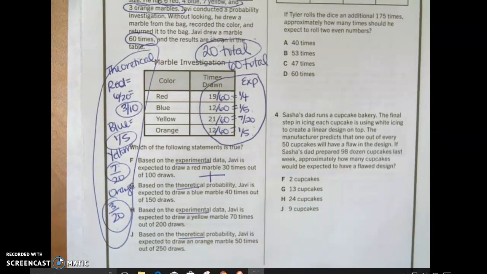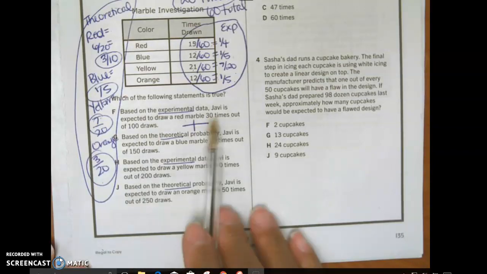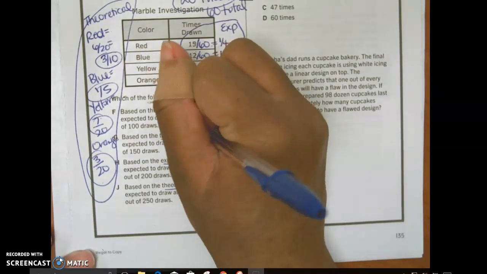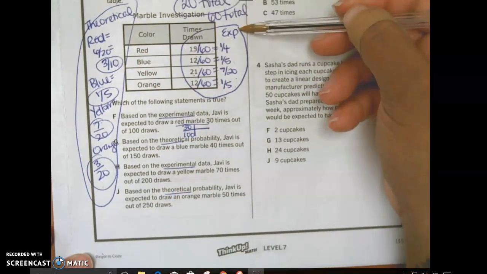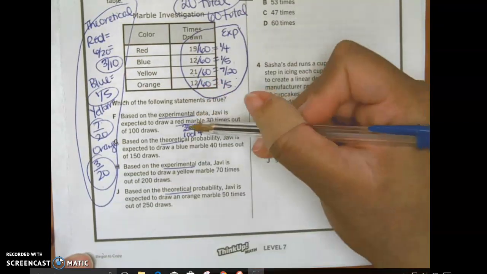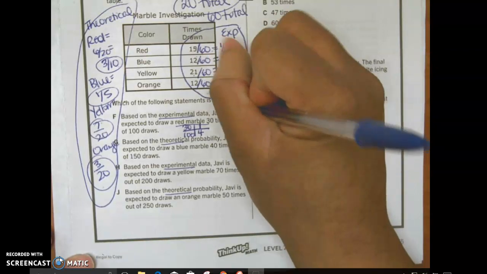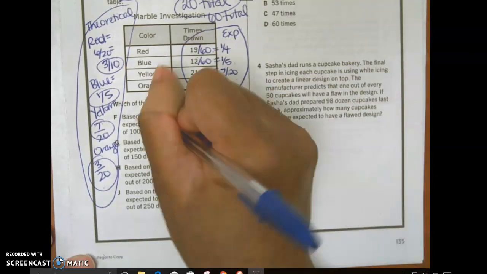Okay? So based on experimental data, Javi is expected to draw a red 30 times out of 100. So this is where I'm making proportions to check to see if they're equal. Y'all following me? Okay, are y'all writing this down? All right, let's go. What is the ratio that they give me here? 30 out of 100. And it's experimental for red. So I need to come to the experimental and look at red. That's 1/4. What will 30 hundredths reduce to? 3/10. Is 3/10 the same as 1/4? No, so F is wrong.